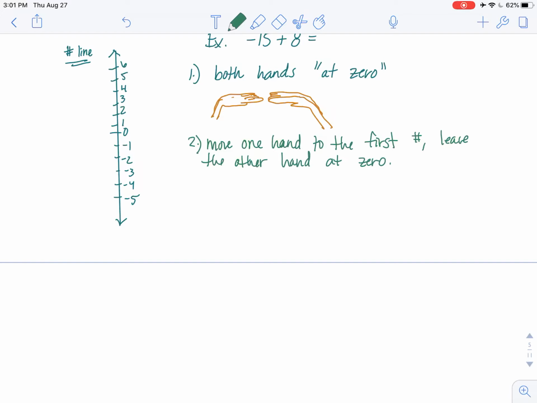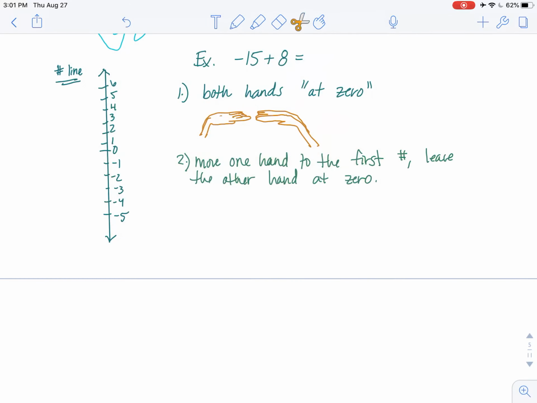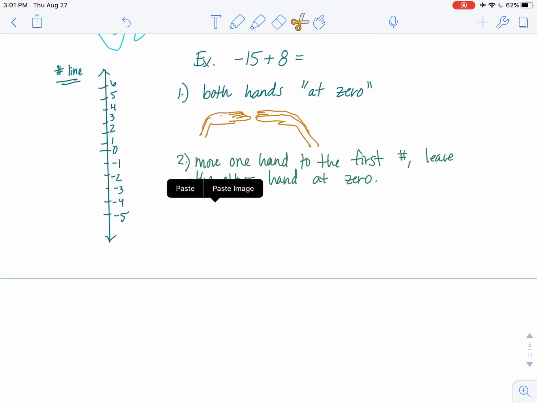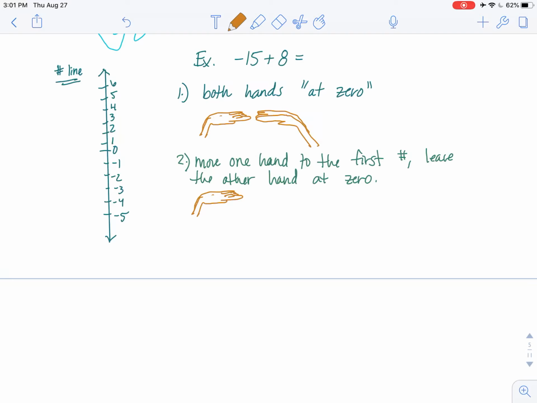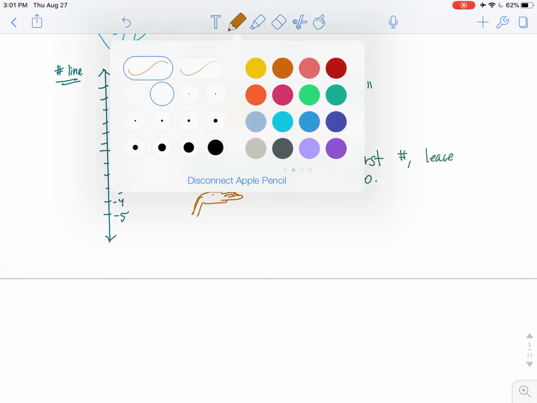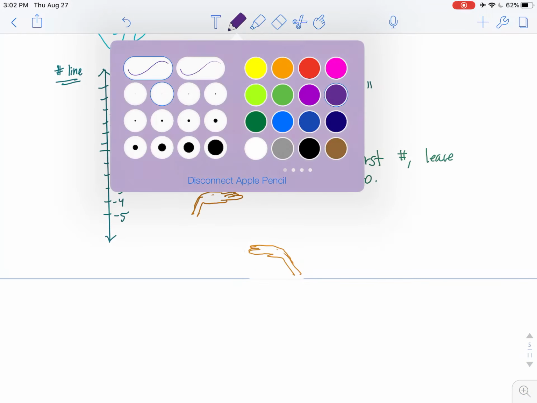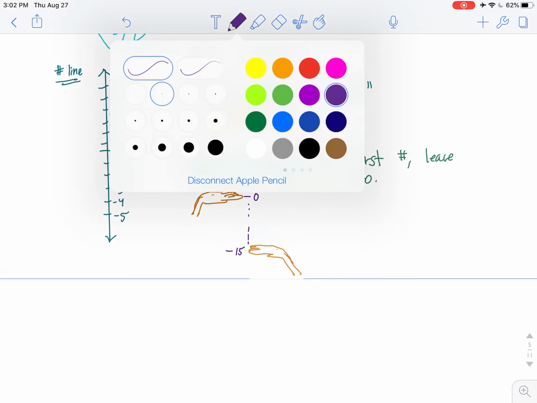So for example here, we have -15. I'm going to take my beautiful hand and copy and paste it because it's that beautiful. Then I'm going to draw my other hand down to where I think -15 would be, down there. In my head, I'm imagining this is at 0 and this is all the way at -15, okay?